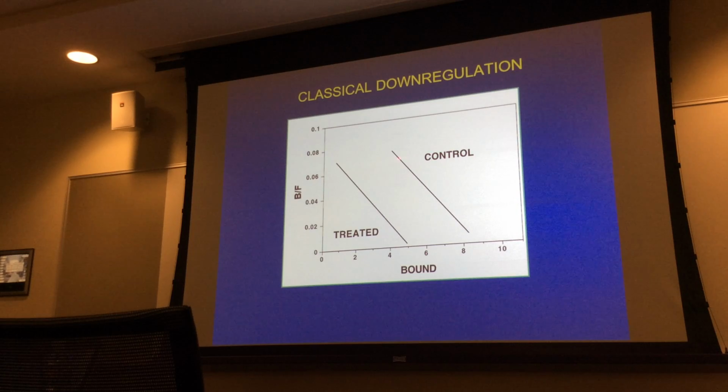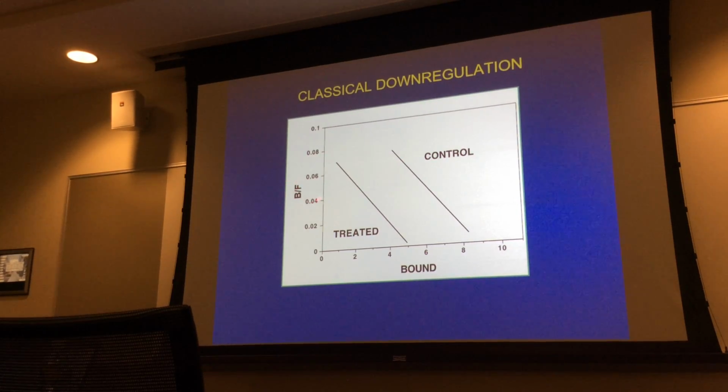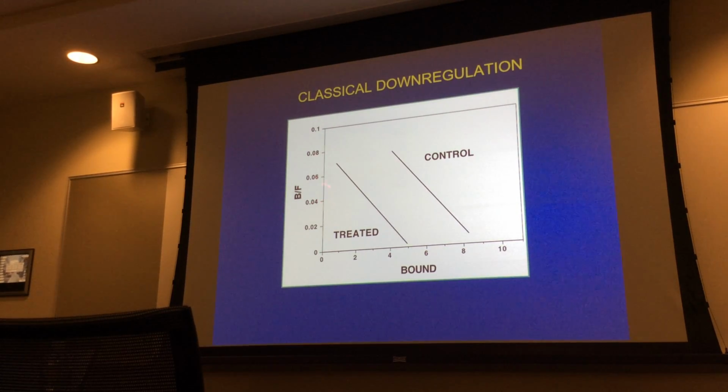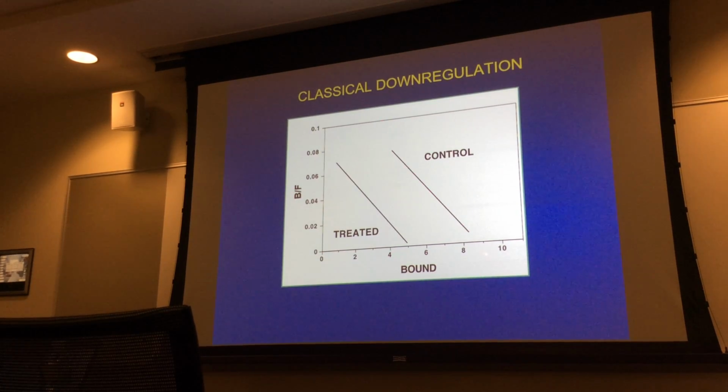And what you see here is a scatter plot. Remember I told you about this last time. It's bound over free versus bound on the x-axis, and that gives you a straight line. So here's your control binding, the binding in the cells that have not been treated with agonist, and here is the binding in the cells that have been treated chronically with the agonist.